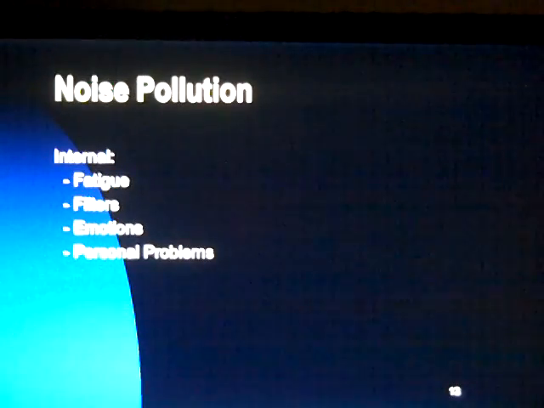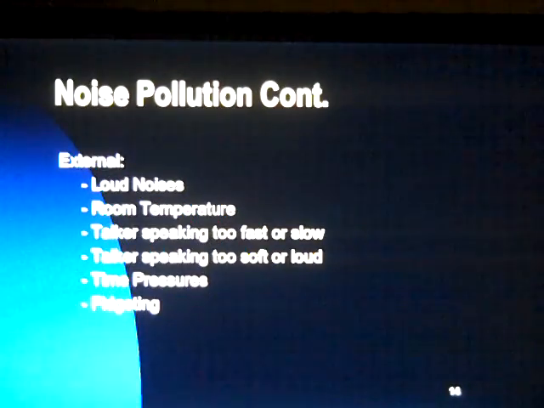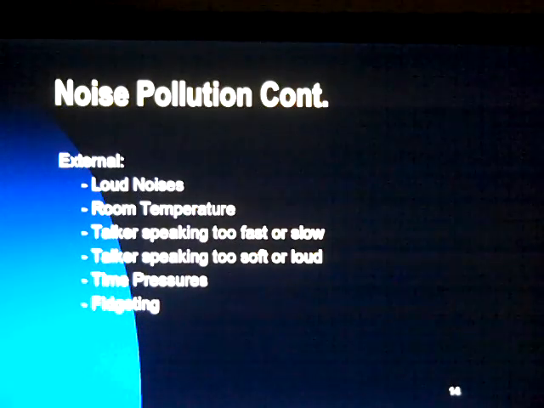Next slide. Noise pollution. There are two types of noise pollution, internal and external. Examples of internal noise pollution are fatigue, filters, emotions, and personal problems. Next slide. Examples of external noise pollution are loud noises, room temperatures, if a talker is speaking too fast or too slow, if a talker is speaking too soft or too loud, time pressures, and fidgeting. Next slide.